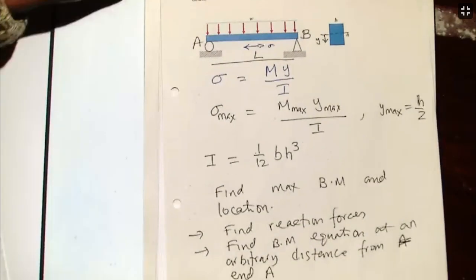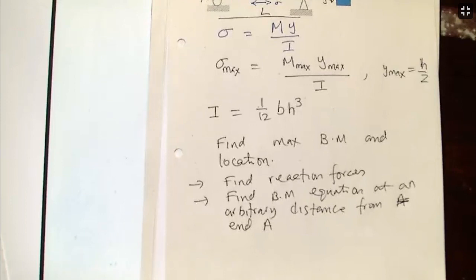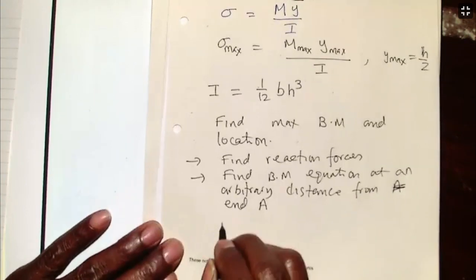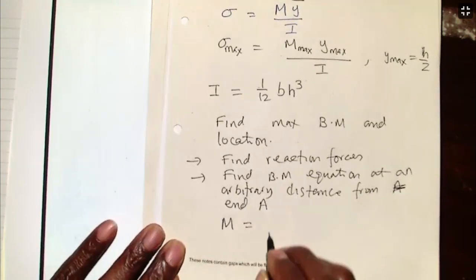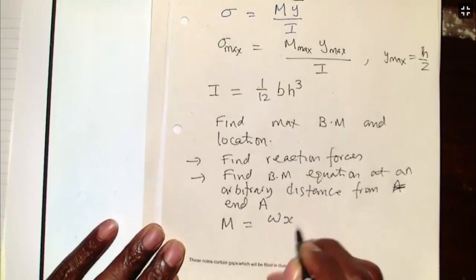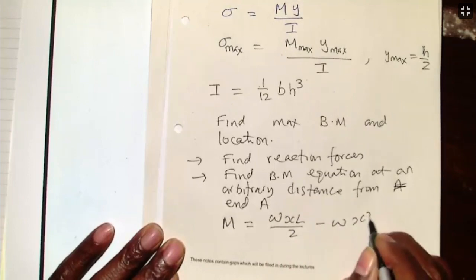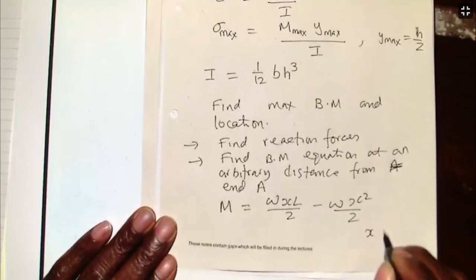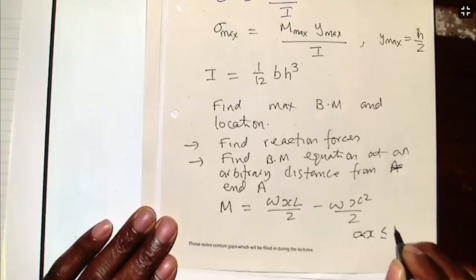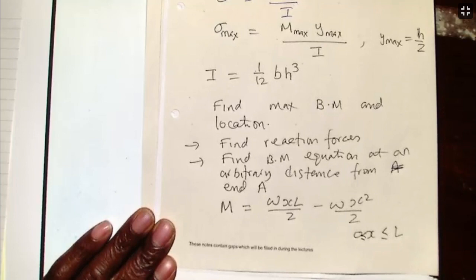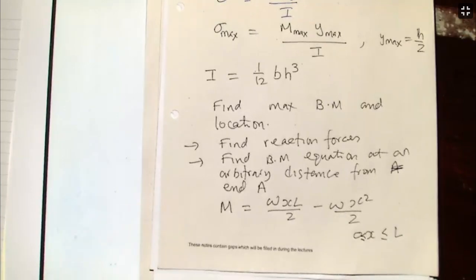So that is what we did last week, so I'm not going to derive that again. I'll just write down what the bending moment is. If you recall from one of the example problems that we did, the bending moment for this is M equals W times L over 2 times x, minus W x squared over 2, where x starts from 0 to L.